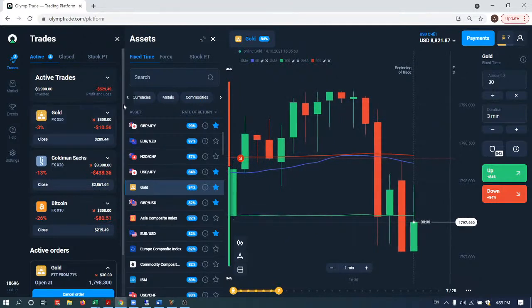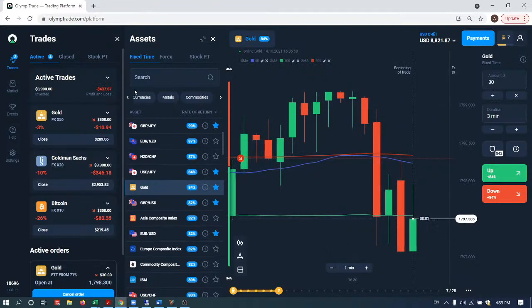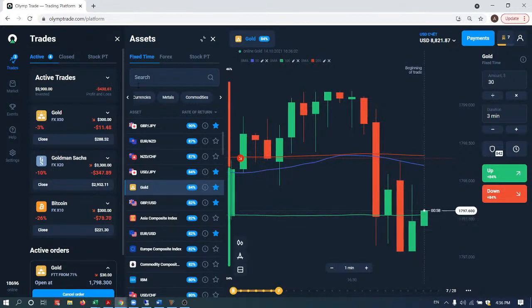So guys, I think this will be it for today. Sorry, we don't have time to trade Friday strategy. We'll try to do it maybe next week or something.